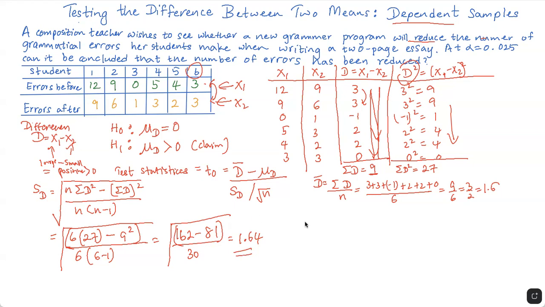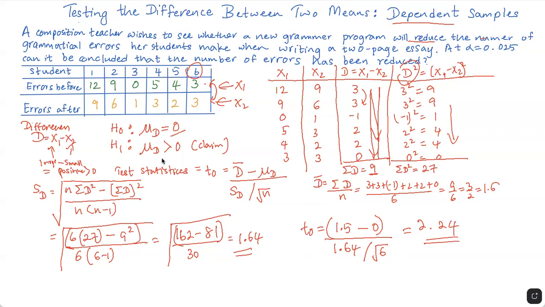Now we can calculate T naught. T naught value is D bar, which is 1.5, minus mu D, which equals 0, divided by standard deviation SD, which is 1.64, divided by square root of 6. The value of this number is 2.24. So this is the test statistic value for this problem.